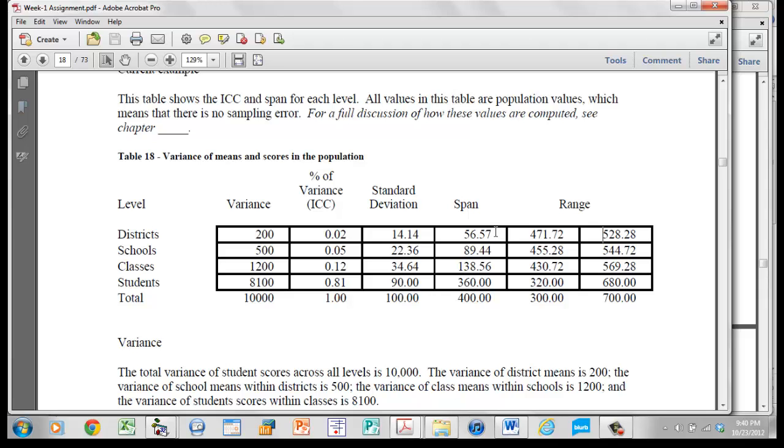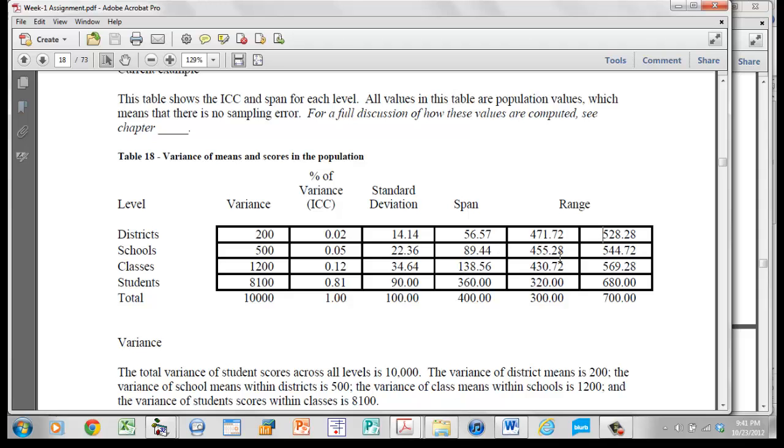The span is a number that we can use without qualifying it. Once we're assuming that the standard deviation for districts is 14.14, we're saying that the span from the lowest district to the highest one is going to be 56.57 points. Once we say that the standard deviation for schools is 22.36, we're saying that the span from the lowest school to the highest school within any district is going to be 89.44 points. So those spans are without qualification.